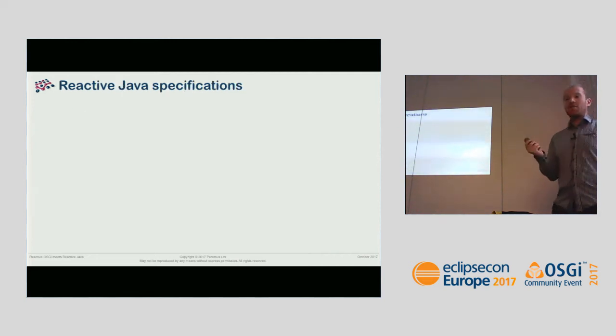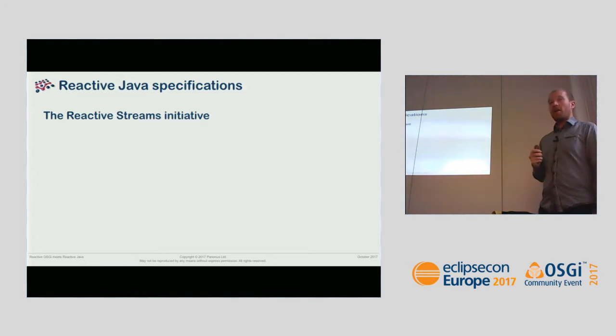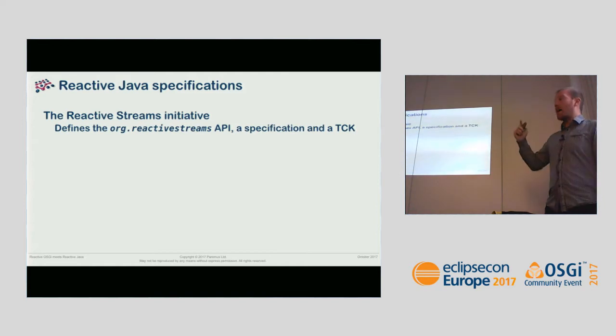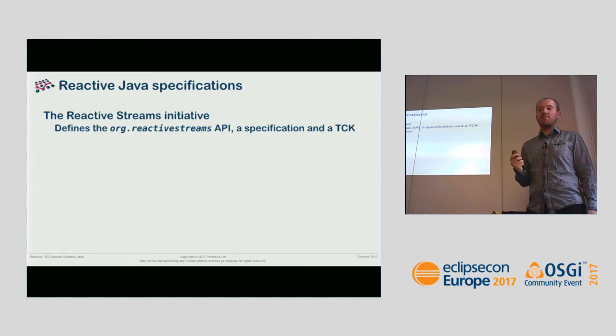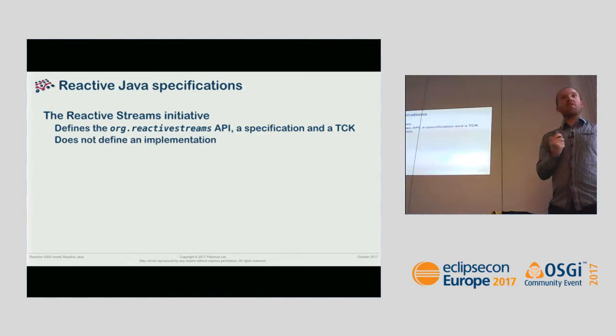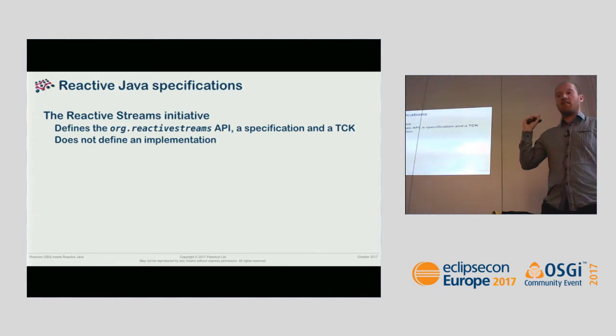Now, Reactive Java does exist as specification. So the Reactive Streams initiative that I talked about, there is a spec there. And that's where org Reactive Streams exists. There's a specification, there's a TCK. You can check that what you've done meets the requirements of those interfaces. But it doesn't define an implementation. There is no implementation there. It's just the API, the spec, and a TCK.